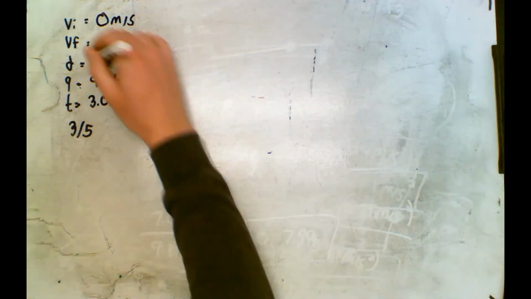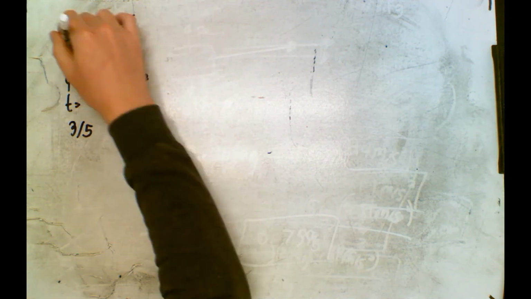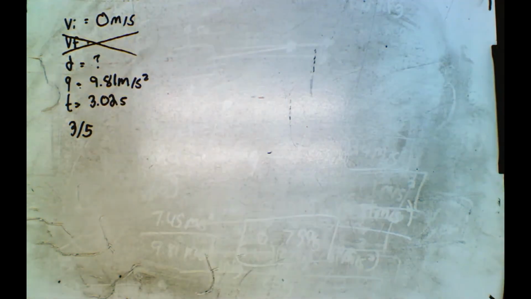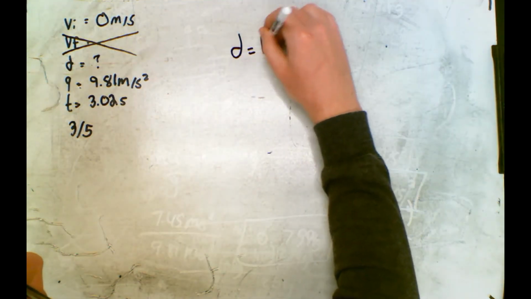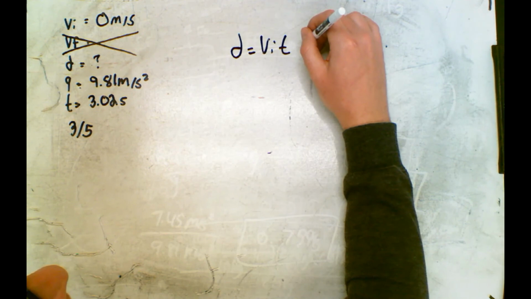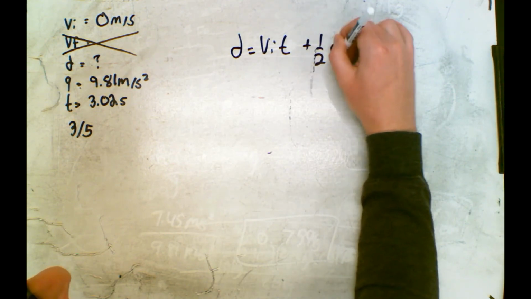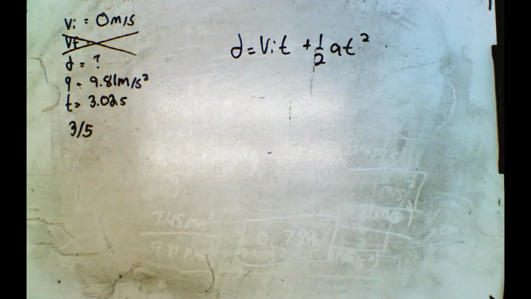So we want to calculate the height of the bridge, so that means that our final velocity is missing. So we want to select a formula without final velocity. And the only formula without final velocity is D equals VIT plus 1/2 AT squared.